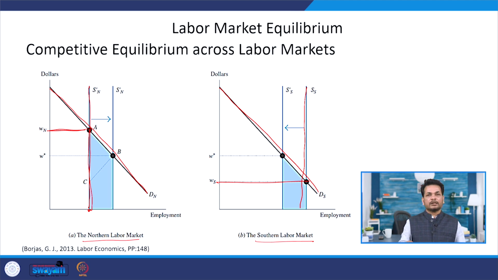Now, when the workers look at these two markets in two different regions, you can see that the wage rate in the northern sector is much higher as compared to the wage rate in the southern sector. Can this wage differential between two regions persist and represent a true competitive equilibrium? Because we are saying that this equilibrium is achieved based on this demand and supply. So, can this wage differential between these two regions persist and represent a true competitive equilibrium?